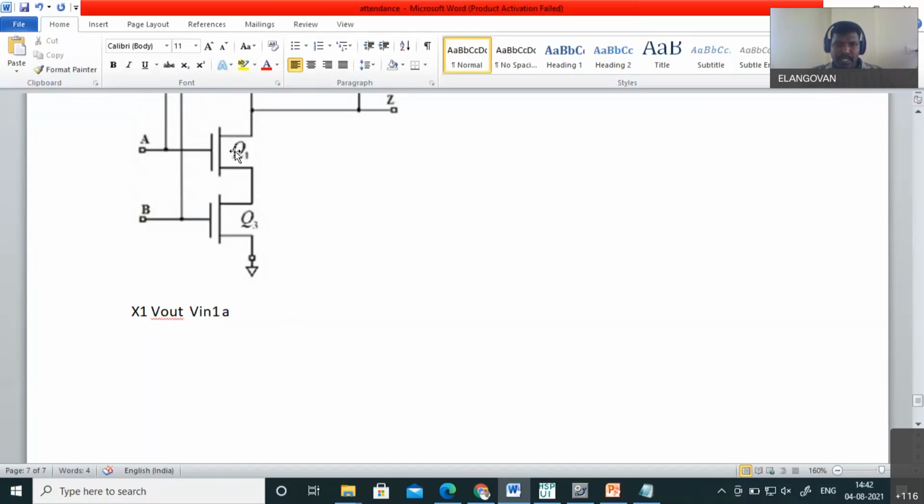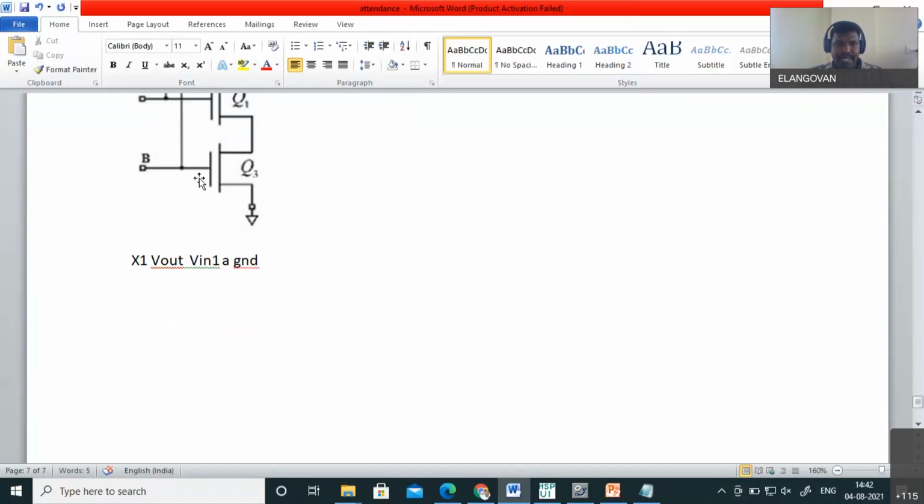Anyhow, the source and substrate of NMOS are connected with ground. Next, similarly, for the second gate, I'm writing this B as input 2. So X2, it is Vout. Drain is A. Here I'm saying A, and Vin2. This portion is my B. I'm saying Vin2, and then source is ground. Substrate is also ground.